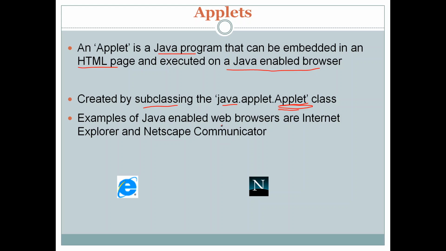Examples of Java enabled web browsers are Internet Explorer, Netscape Communicator or Netscape Navigator. These are some examples of Java enabled web browsers. Today we have other browsers, like Mozilla Firefox, Google Chrome, and the latest version of Explorer. All of these support Java applets. But we need to do certain settings in the browser to enable the execution of Java applets.